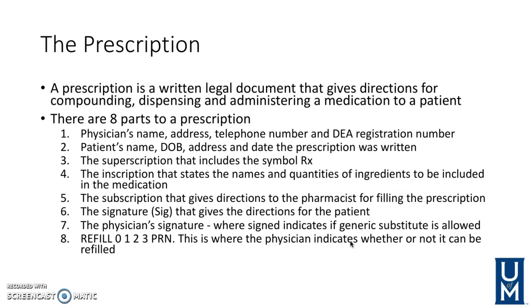This first part, of course, is all of the information from the physician, so knowing where this prescription came from, as well as all of the information for the patient, so making sure that we have the right person with this drug. The superscription, this is the symbol RX. That's the RX, and it kind of shows us that, hey, this is going to be the recipe for this drug. The inscription, this states the names and the quantity. So these are our ingredients, right? If it's different medications mixed together, that's our ingredients to our recipe.